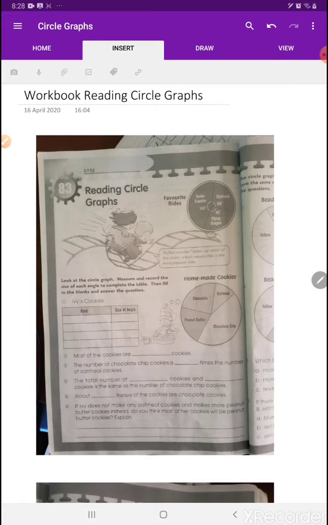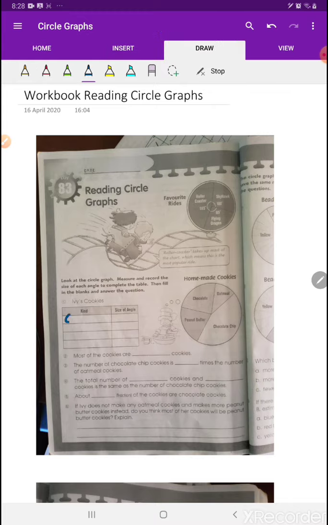Okay, so very briefly, these ones here, I showed you a video on how to find these angles if you did not have a protractor at home. So hopefully you were able to do this. We've got chocolate at 85 degrees. We've got oatmeal at 40 degrees, chocolate chip at 160 degrees, and peanut butter at 75 degrees, okay? So obviously most of the cookies are chocolate chip cookies.